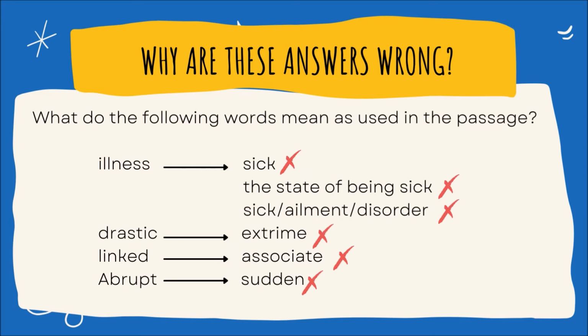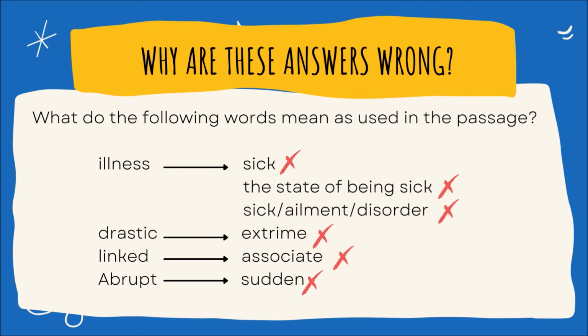It is a noun. So the answer must also be in noun, must also be in the same part of speech. Here, sick is actually an adjective. So, what is the answer? The answer should be sickness. The answer should be sickness instead of sick. Sick is an adjective. Sickness is a noun.